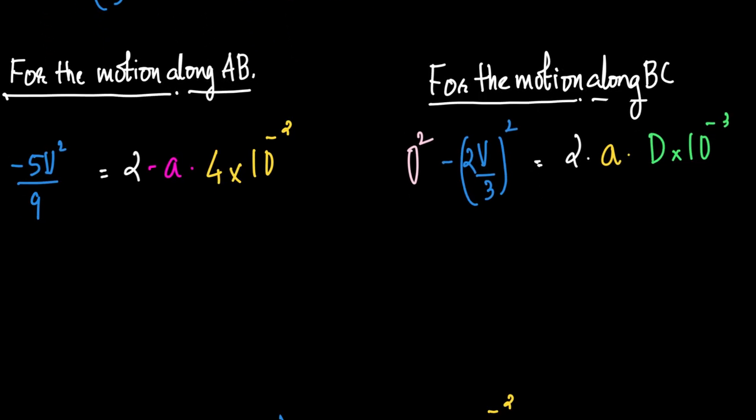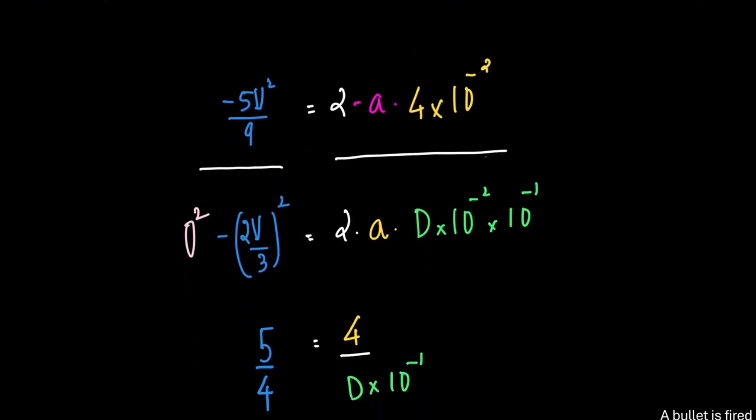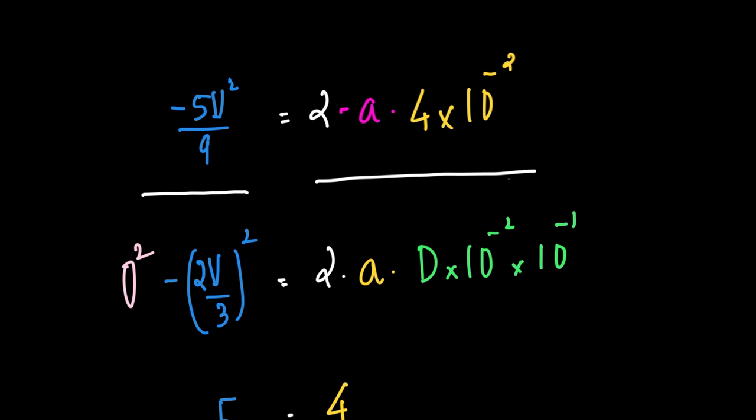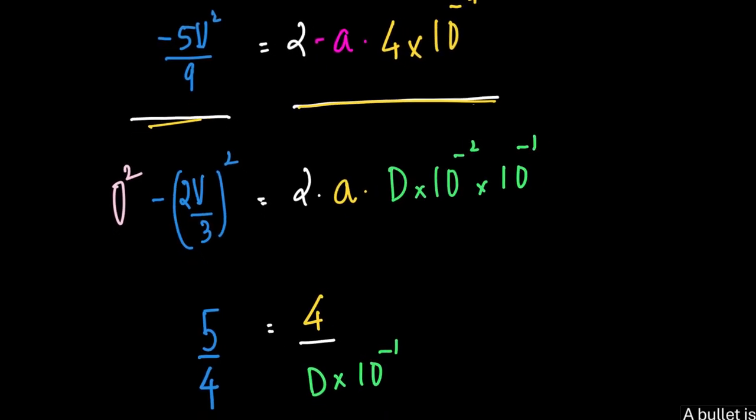If you compare these two motions, for the motion along AB, we found that minus 5V square by 9 is 2A into 4 into 10 to the power minus 2. Along BC, it is 0 minus 2V by 3 the whole square equal to 2 into A into D into 10 to the power minus 3. Now what we'll do is bring these equations together and then divide them.